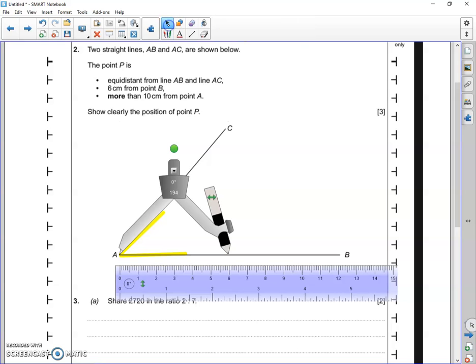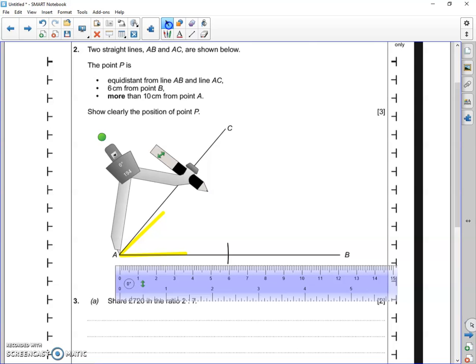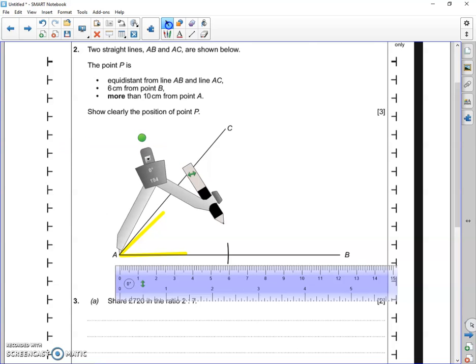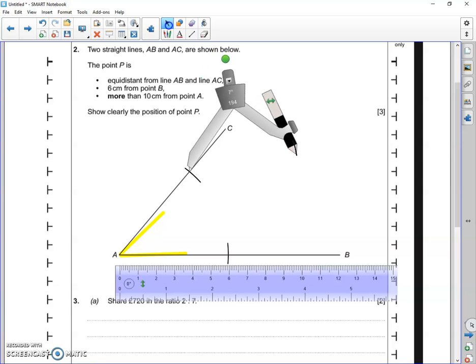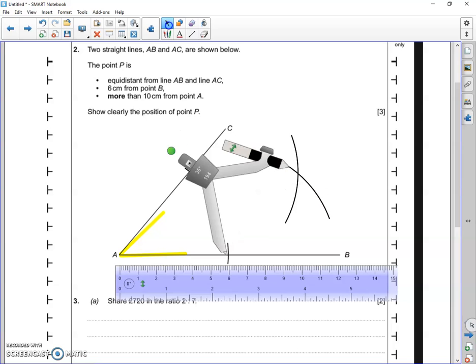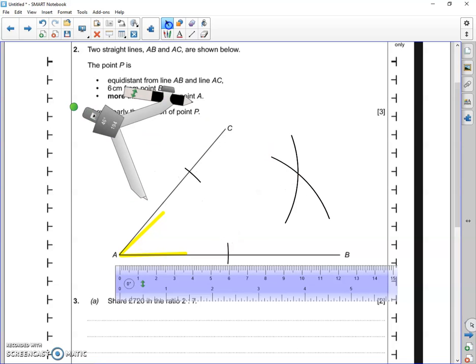I've got my compass ready. A little mark on AB, a same size mark on AC, and then find our midpoint to bisect the angle. And then I can get a straight line.